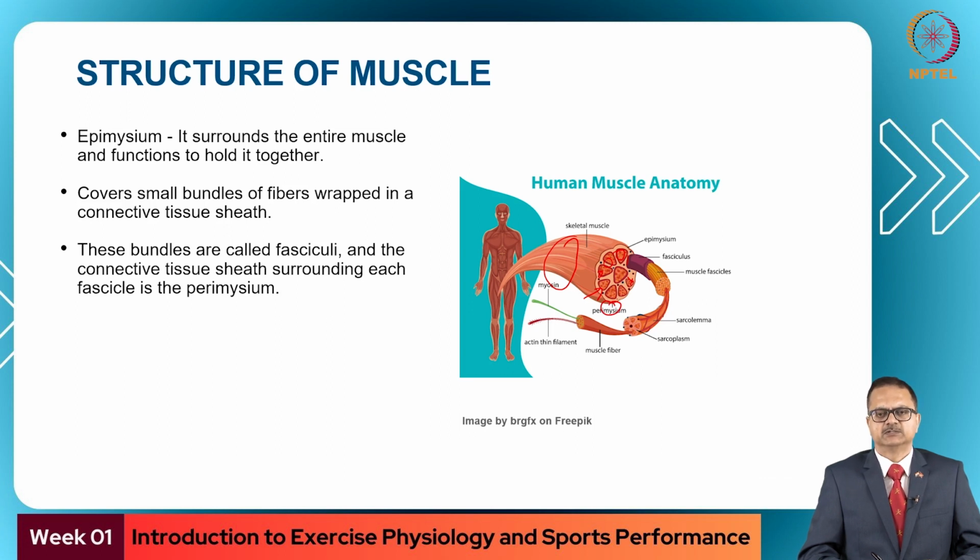All right. So we will be going from the gross to the microscopic. Okay. So we are now at the level of the muscle. Muscle is surrounded by a sheath called the epimysium. It is made up of several bundles of muscle fibers which are wrapped in a connective tissue sheath. These bundles are called fasciculi, and the connective tissue sheath surrounding each fascicle is called the perimysium.